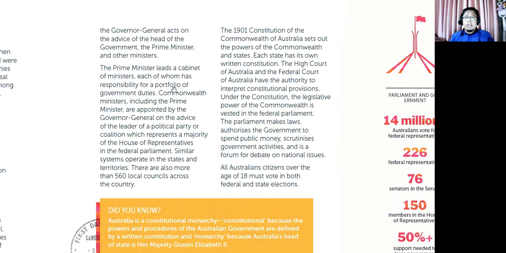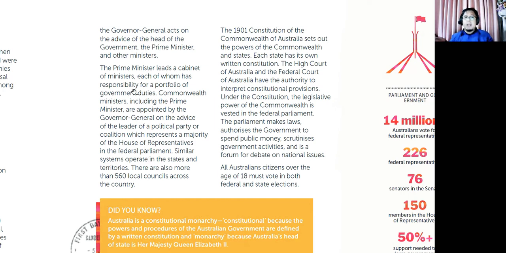Prime Minister leads a cabinet of ministers, each of whom has responsibility for a portfolio of government duties. Commonwealth ministers, including the Prime Minister, are appointed by the Governor-General on the advice of the leader of a political party or coalition which represents the majority of the House of Representatives in the Federal Parliament. Similar systems operate in the states and territories. There are also more than 560 local councils across the country.